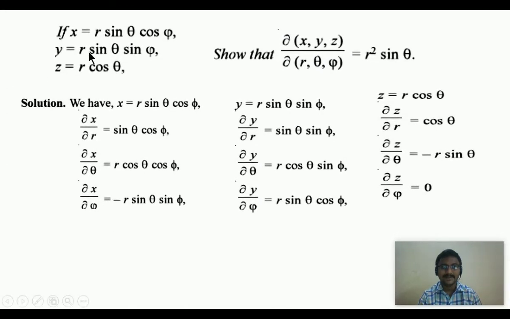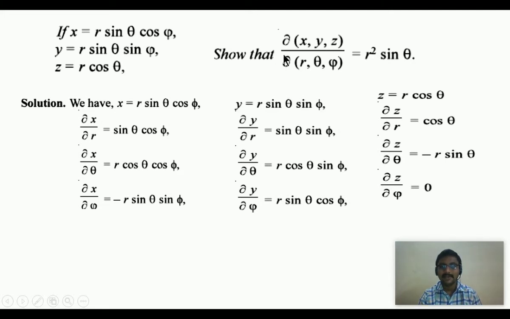Another important sum: if x is r sin theta cos phi, y is r sin theta sin phi, and z is r cos theta, then show that dou of (x, y, z) by dou of (r, theta, phi) is r square sin theta. These are the equations which are nothing but spherical polar coordinates, whose Jacobian value with respect to r, theta, phi is r square sin theta.